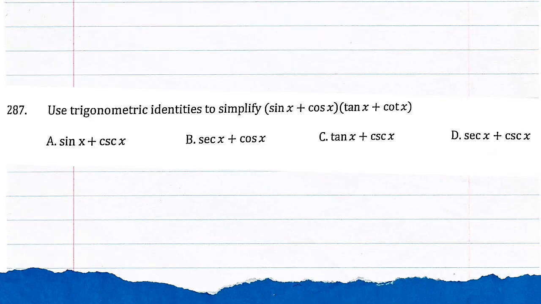For question 287, use trigonometric identities to simplify sine x plus cosine x times the quantity of tangent x plus cotangent x. A. Sine x plus cosecant x. B. Secant x plus cosine x. C. Tan x plus cosecant x. Or D. Secant x plus cosecant x.